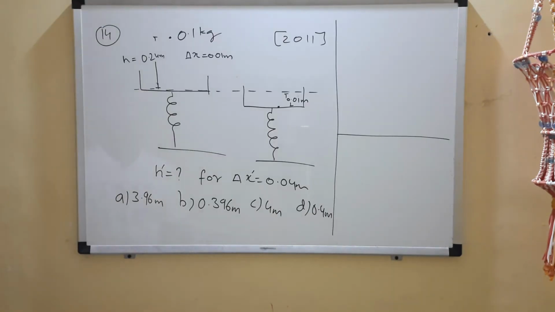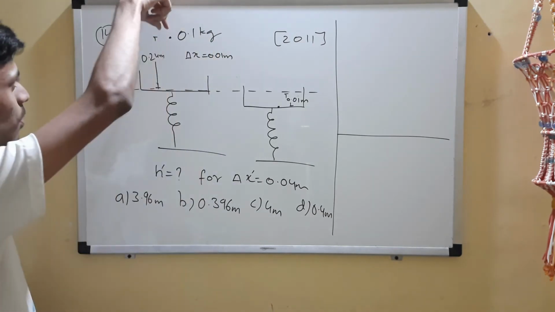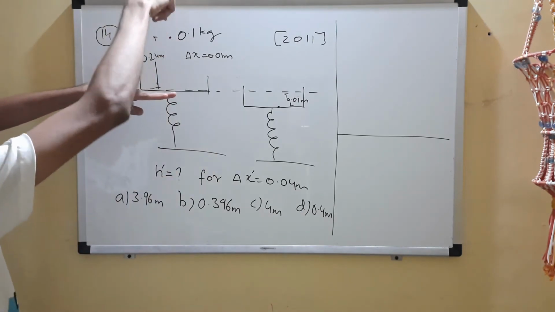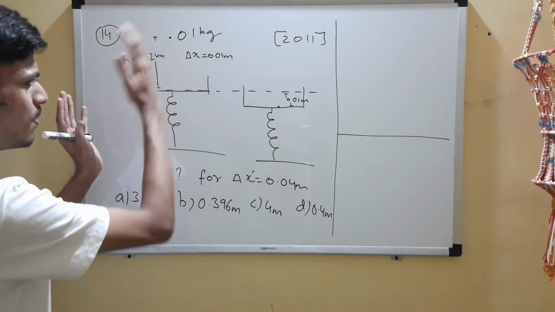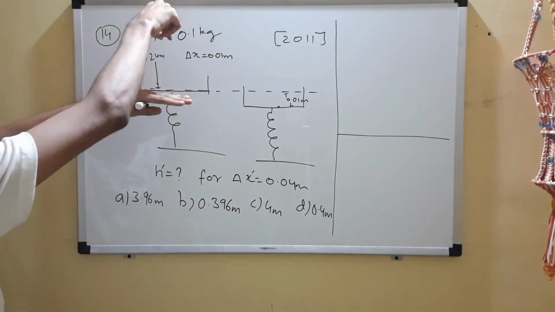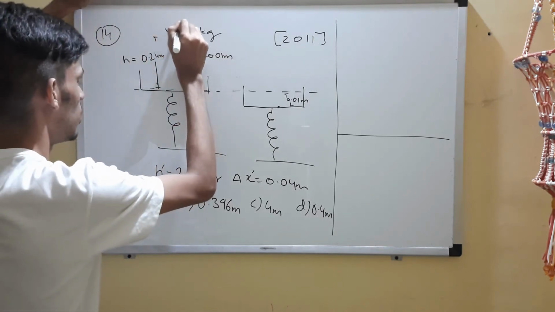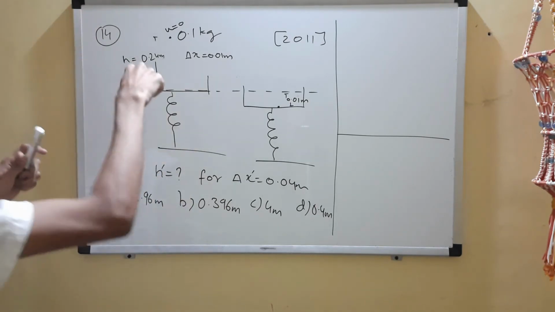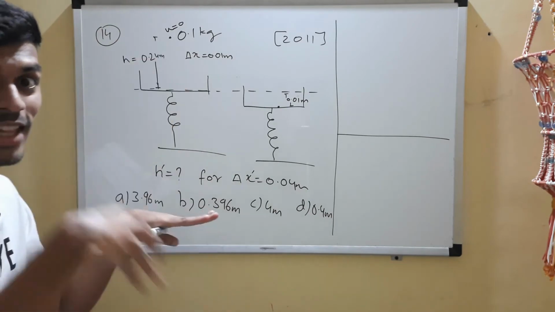So question 14 over here is from BITSAT 2011. In this question you have dropped a mass of 0.1 kg from a height of 0.24 meters onto a pen. This pen is massless, it is attached to a spring. When you drop it, initial velocity 0, it will gain some velocity throughout its journey, and when it strikes that pen, along with the spring it will go down. Spring will get compressed.